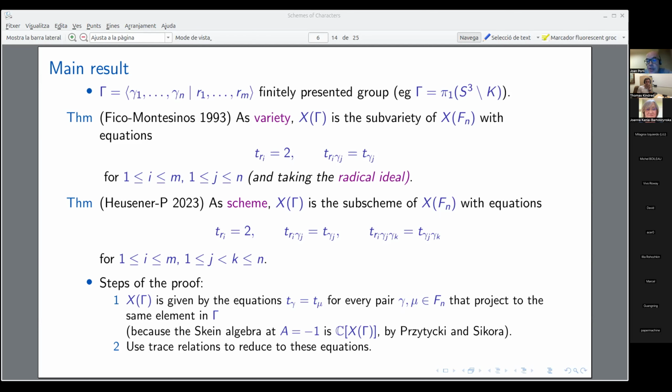Well, this is an infinite family of relations, of course, because the kernel from the free group to gamma is usually infinite, infinitely generated. But using trace relations, the relations from the previous slides and some more relations due to Max and so on, you reduce to this equation. So the theorem is just an elementary computation.